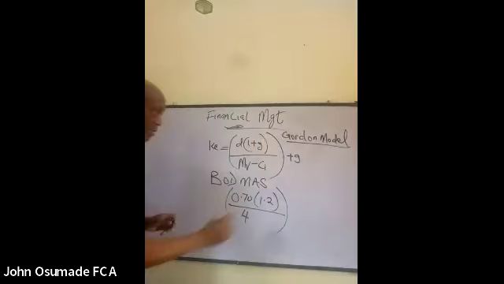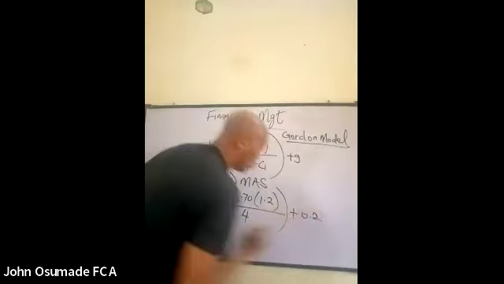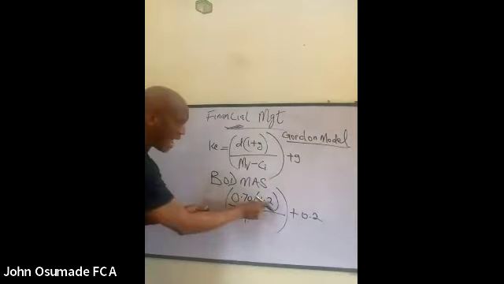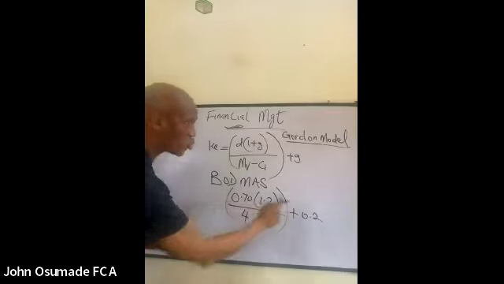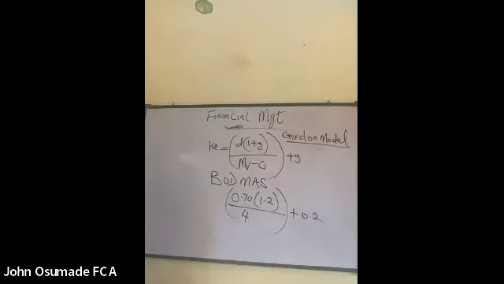This bigger bracket plus 0.2. This one times this one. 0.7 times 1.2. 0.7 plus 1.2. Press your calculator.